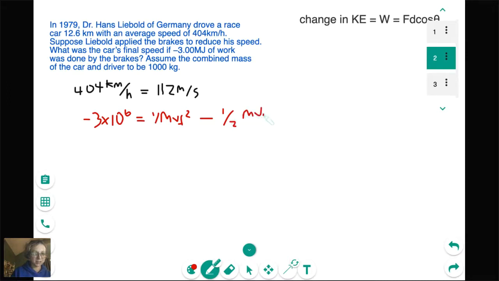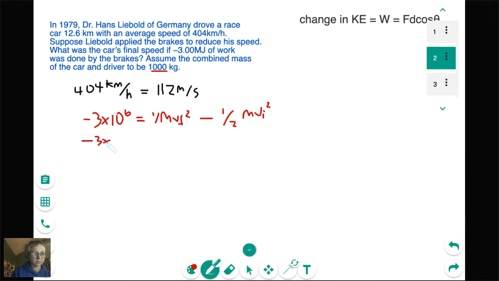m v initial squared. Because we are assuming that this 1,000 kilograms combined mass of the car and driver is not going to change over the course of this. So the change in kinetic energy is due to a change in velocity. So 1/2 m times the final velocity squared minus 1/2 m times the initial velocity squared. So we know the initial velocity, that's our 112. We know the mass, that's 1,000. And so now we just need to plug all that in and solve for the final velocity.